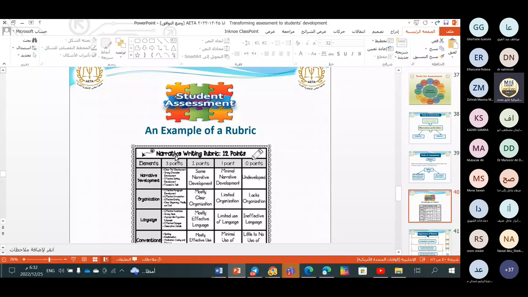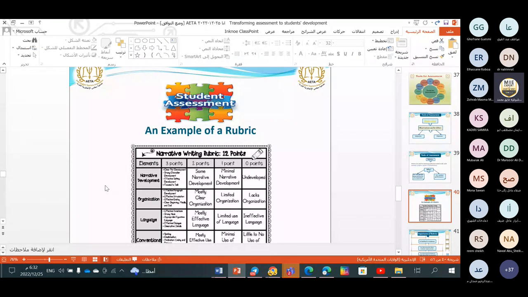For example, in a narrative writing rubric, there are 12 points. Here, each column has three points, here two points, one point, and zero points. Elements: what are the elements that you are going to assess your students on?